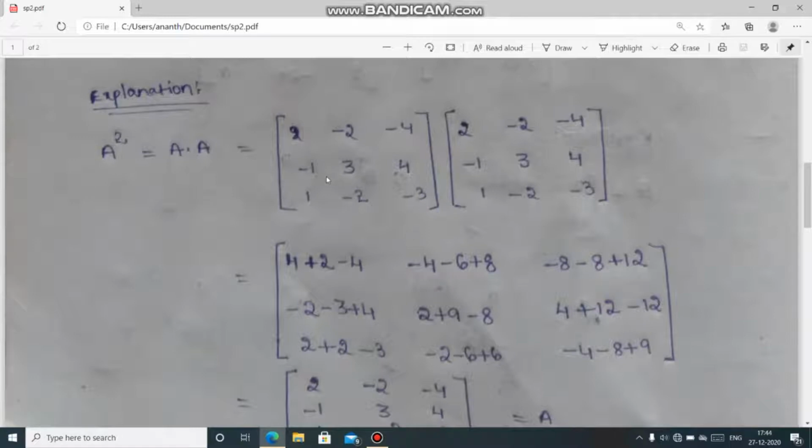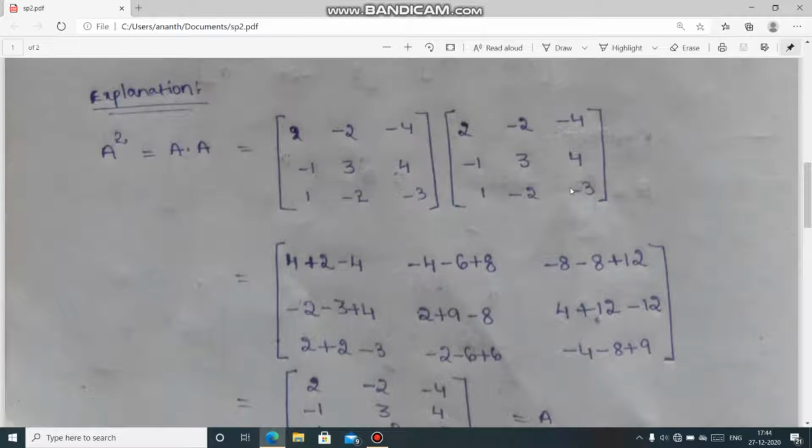And again this row multiplied with the first column, we get minus 1 into 2, minus 2, and 3 into minus 1, minus 3, 4 into 1, 4. And now the second row multiplied with the second column, we get minus 1 into minus 2, 2, 3 into 3, 9, 4 into minus 2, minus 8. And again the second row multiplied with the third column, we get minus 1 into minus 4, 4, 3 into 4, plus 12.